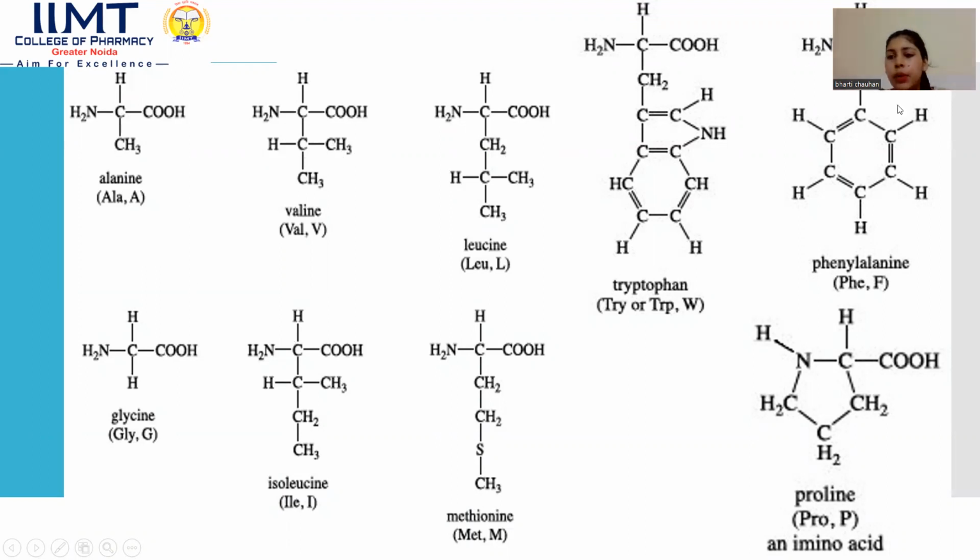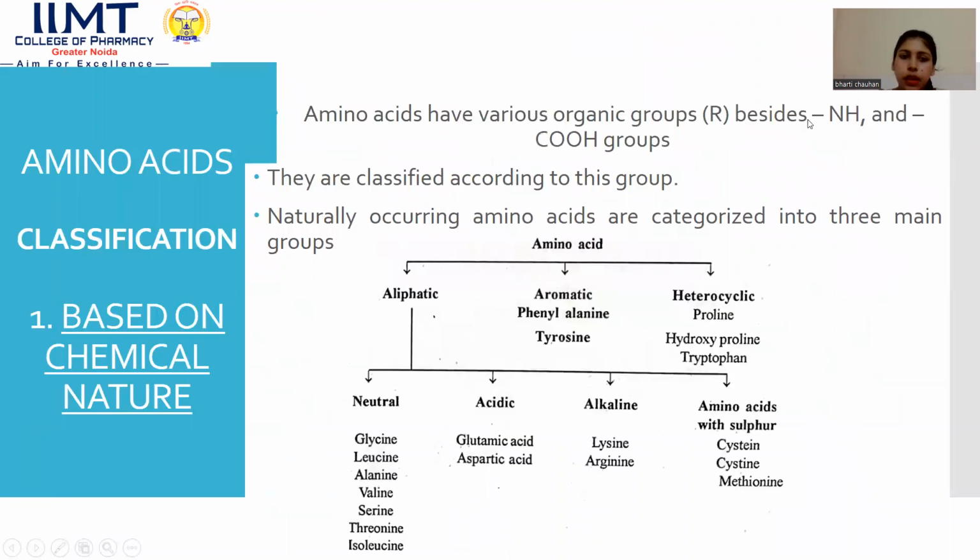And if we take an example of a benzene ring containing amino acid, this is the substitution of benzyl group in alanine. So this is what we call phenylalanine. So let's move on to the classifications.